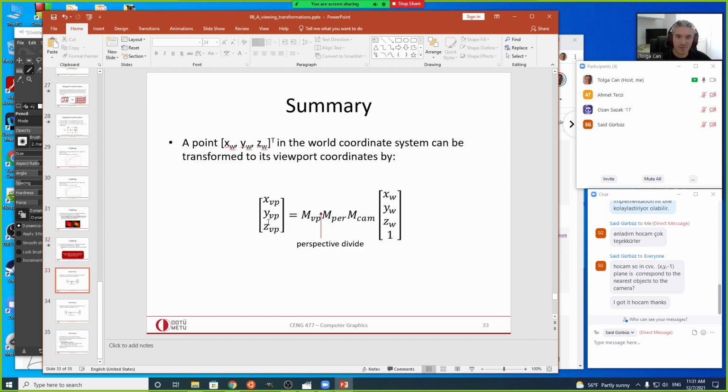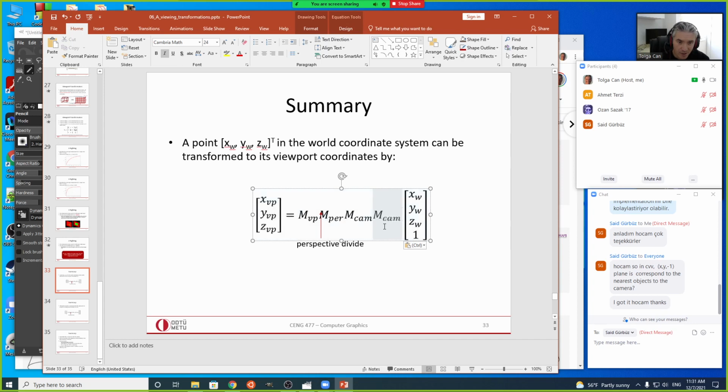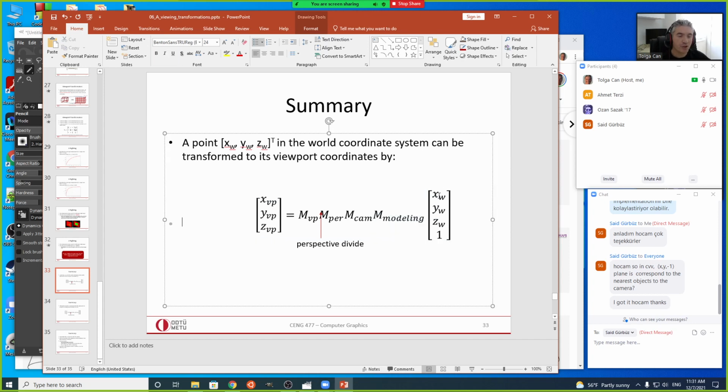And finally, in summary, the point X that is given to us in the world coordinate system can be transformed to its viewport coordinates by multiplying. Let me write something else here. Let me also copy this one. Here I'm going to call it modeling transformations. If these are the coordinates you read from a file, when you're designing your world, you move that point, you rotate that point, maybe you first perform modeling transformation.